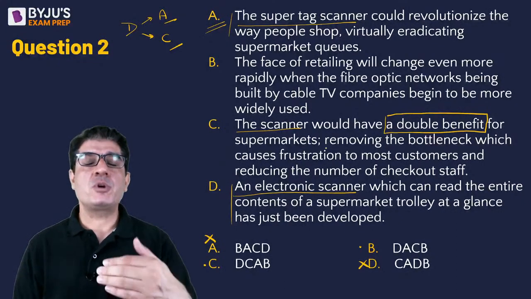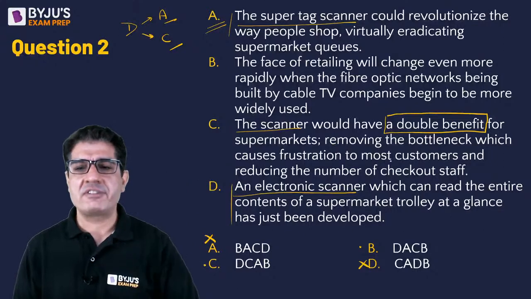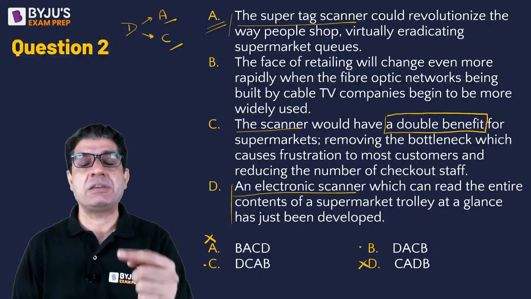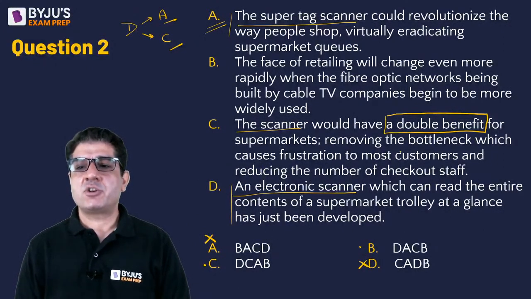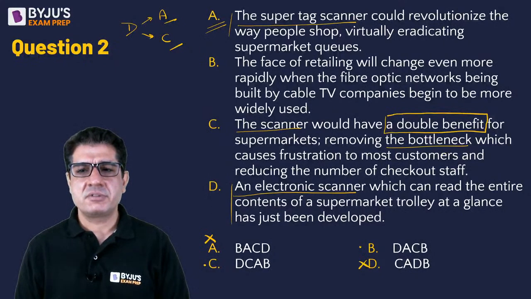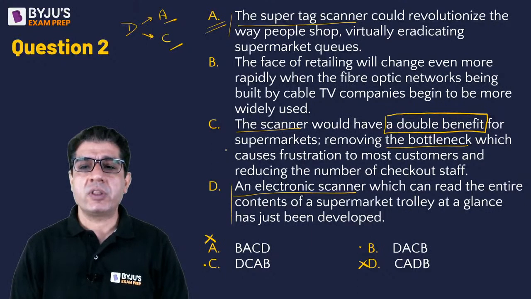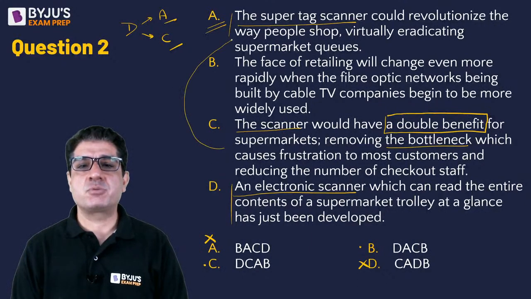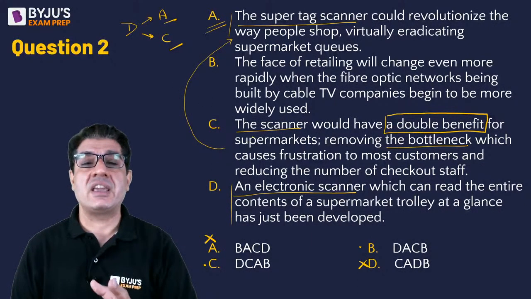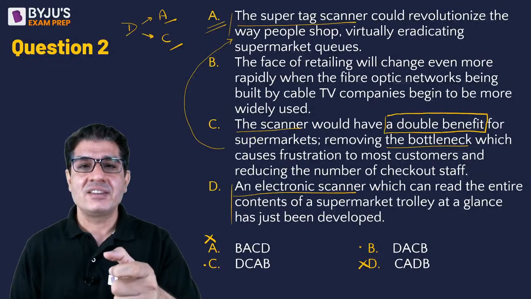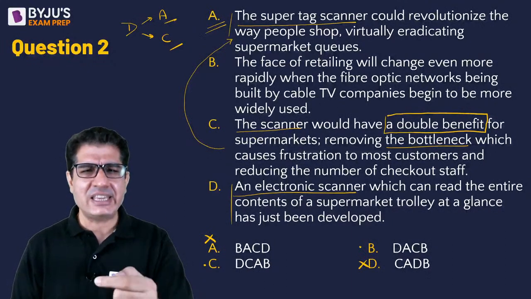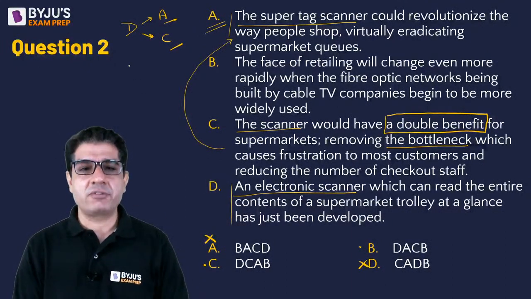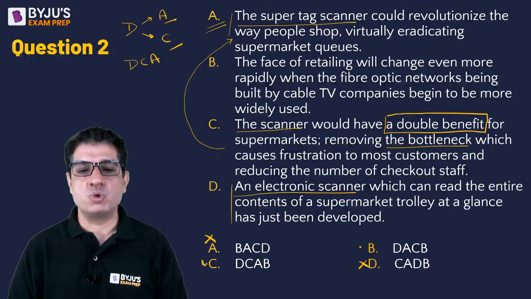So if you put C after A, you don't have a transition, but if you put C before A, then you're talking about removing the bottleneck which causes frustration and reducing the number of checkout staff. Now this bottleneck can be explained or elaborated upon in A. So CA is coherent, AC is not. And therefore, I'd go with DCA and that helps us choose C.